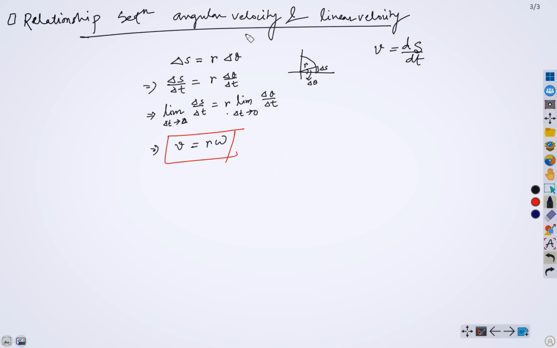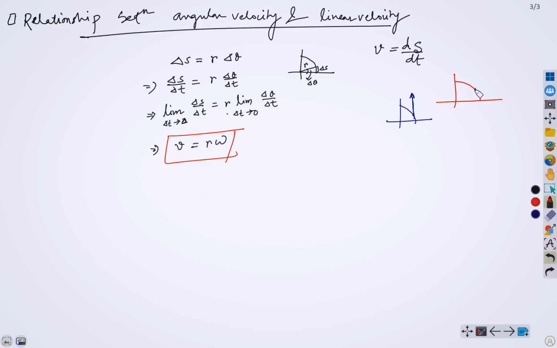In this context, I just want to mention one more thing: since angular velocity and linear velocity are vector quantities, they definitely have some direction, right? The direction of linear velocity is along the tangent. So if V is the linear velocity of the particle, then its direction is the tangent at this point.